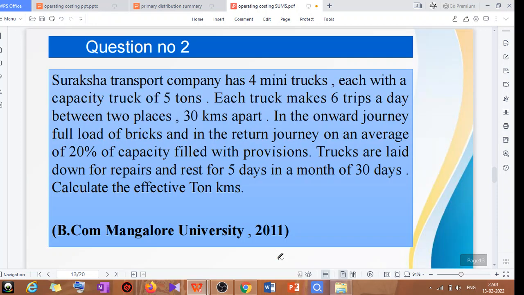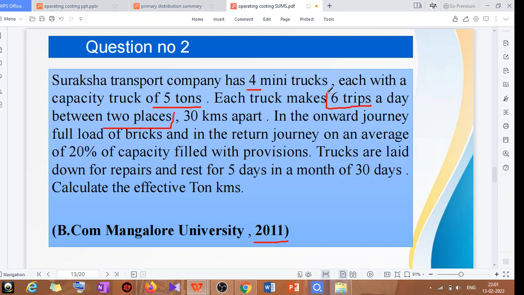Okay, let us see a similar question to that. See the question. This is from 2011 question paper. Suraksha Transport Company has 4 mini trucks. So number of trucks is 4. Each with a capacity of 5 tons. So goods carried is 5 tons. Each truck makes 6 trips a day between 2 places. So be careful, students. What have they given? They have given the trips. I hope you know the difference between trip and round trip.